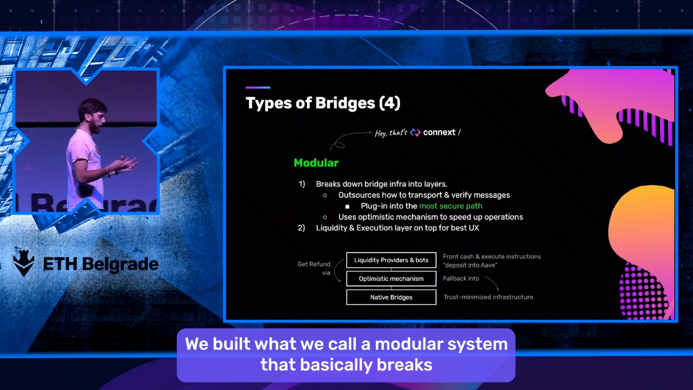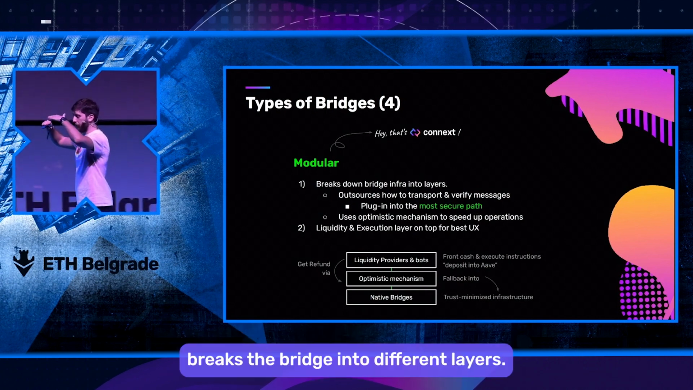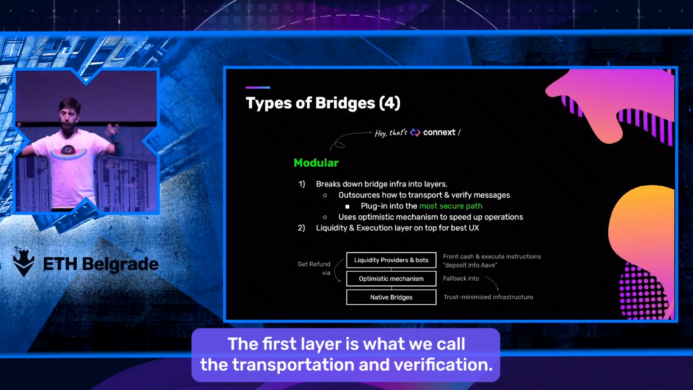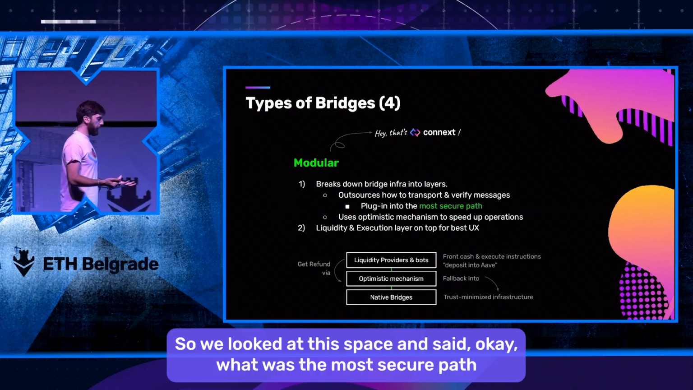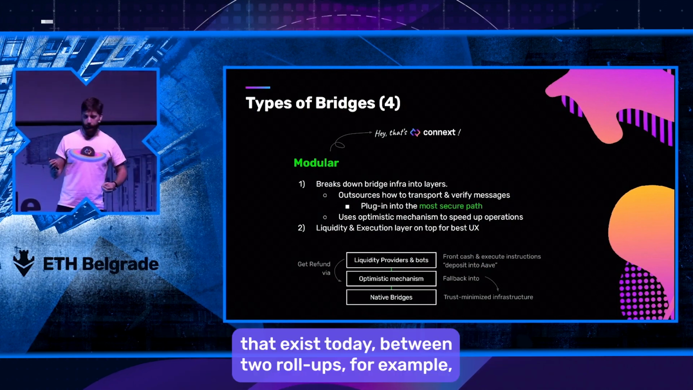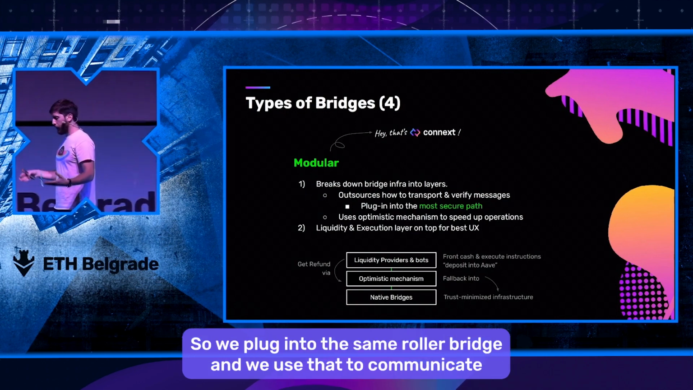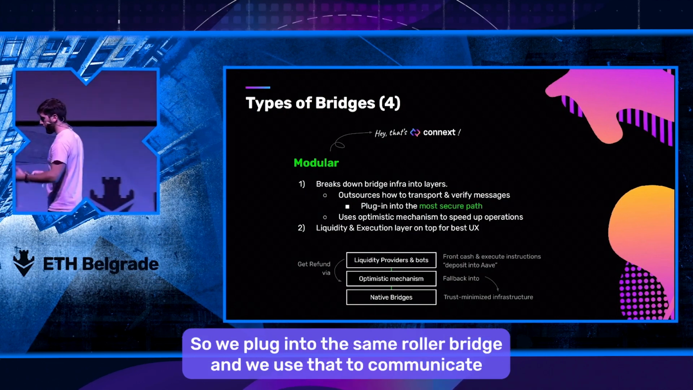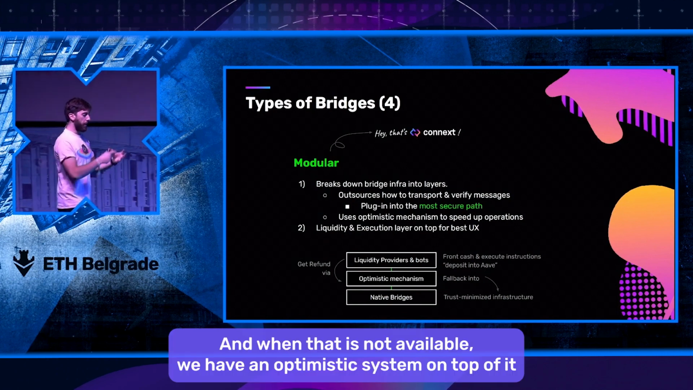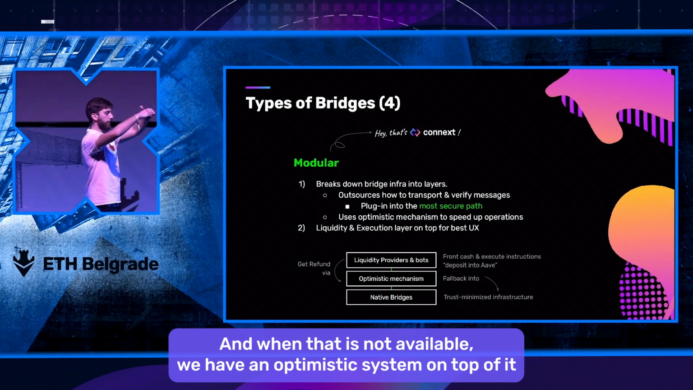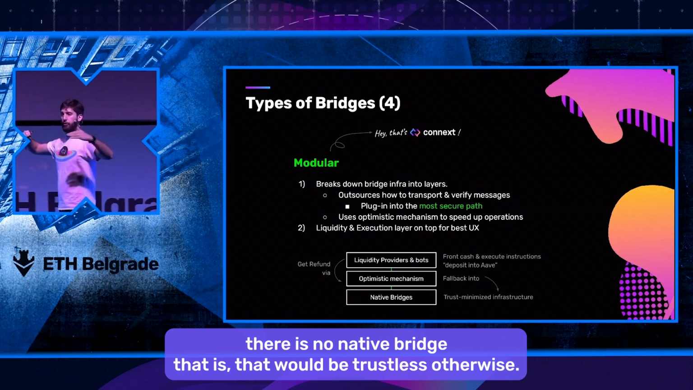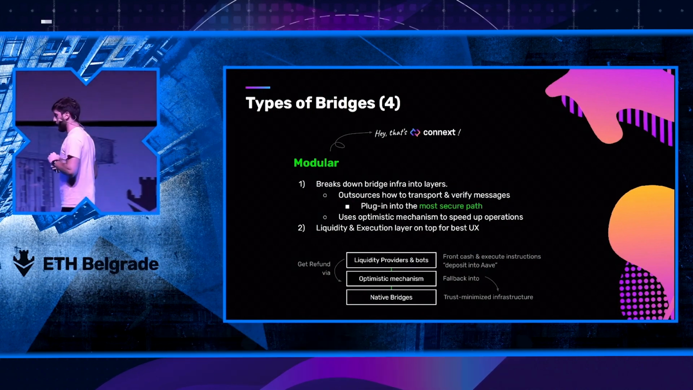We built what we call a modular system that basically breaks the bridge into different layers. The first layer is what we call transportation and verification. So we looked at the space and said, okay, what's the most secure path that exists today between, I don't know, Ethereum and a rollup, for example? Well, it's actually the same rollup bridge. So we plug into the same rollup bridge, and we use that to communicate between the different chains using Ethereum as a hub. And when that is not available, we have an optimistic system on top of it that connects, I don't know, two different layer ones where there is no native bridge that will be trustless otherwise.